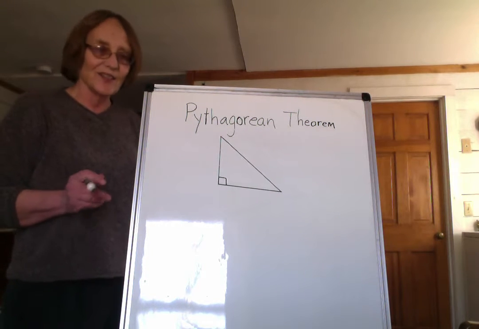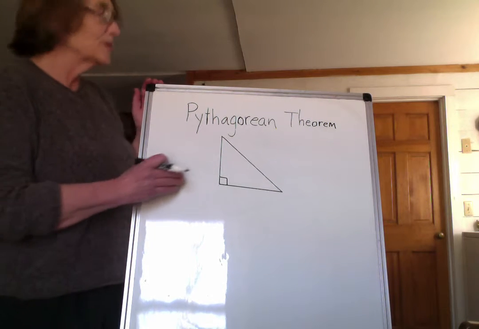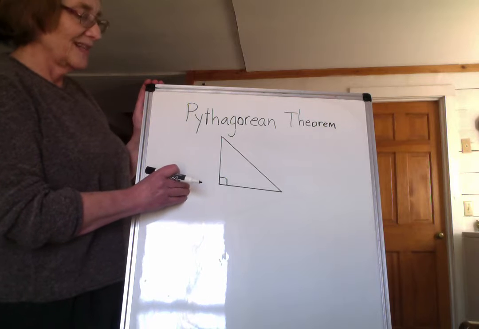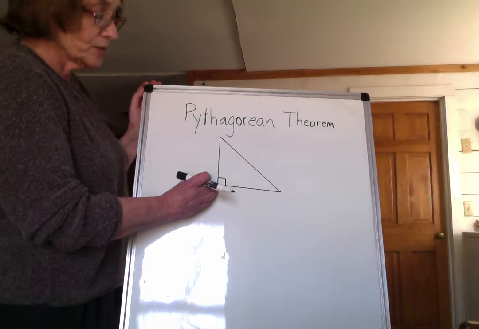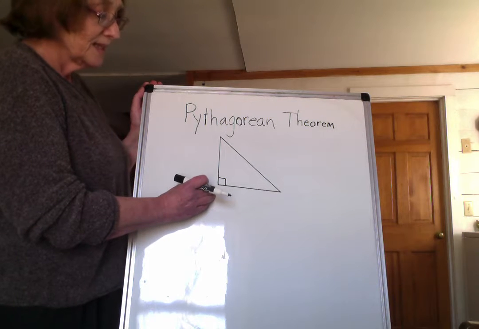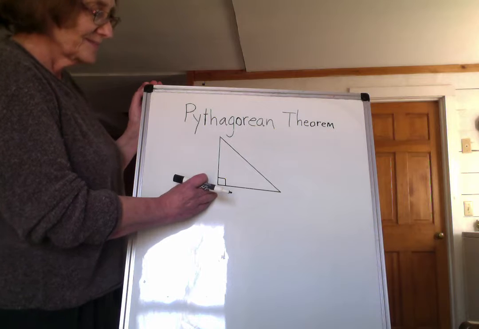I'm here today to talk about the Pythagorean Theorem. This works only with a right triangle, and we can tell this is a right triangle because of the square in the corner. This tells us this is a 90-degree angle.